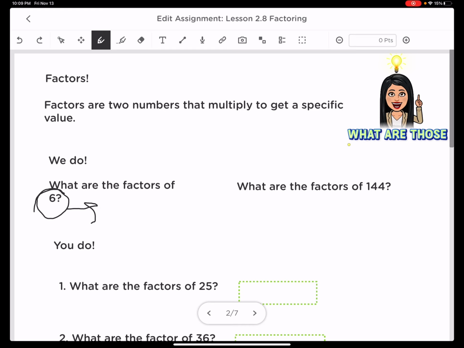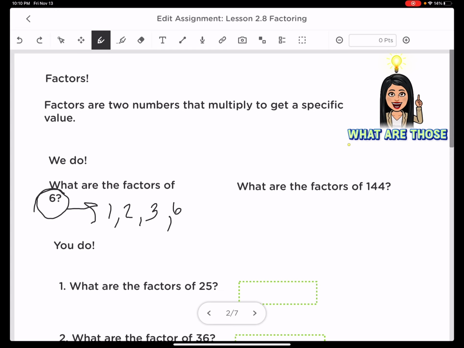So we know that if we multiply 1 times 6, that's going to give us 6, right? 1 times 6 gives us 6. Then we're going to think about, is it divisible by 2? It is divisible by 2. 2 times 3 gets me 6. Is it divisible by 4? It is not divisible by 4. Is it divisible by 5? It is not divisible by 5. And we know that the only values that are factors of 6 then are 1, 2, 3, and 6.